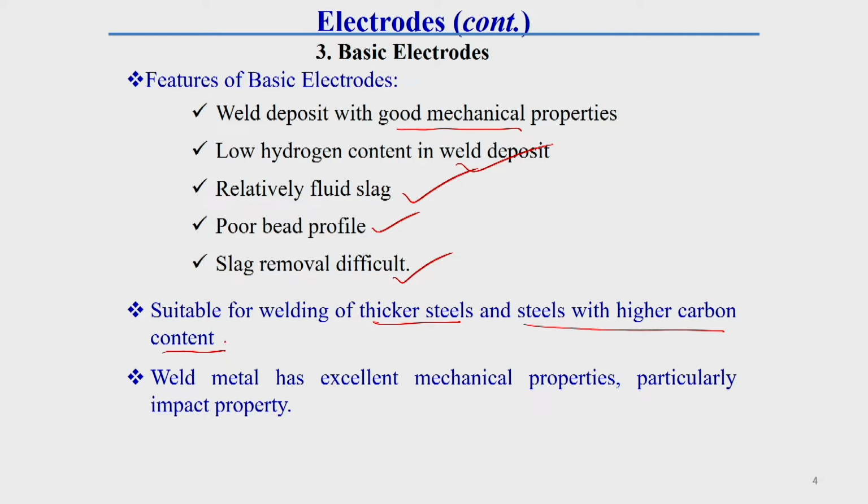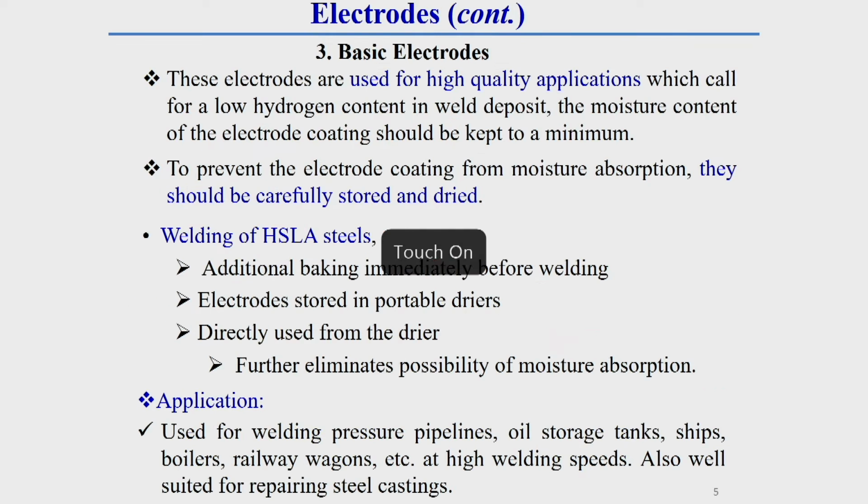Another thing we should keep in mind is that this weld metal generally has excellent mechanical properties, especially impact property. Once you do welding using this electrode, the impact property is very good. Now these basic electrodes are useful, as I have already told you, for high quality applications which call for low hydrogen content, because it has very low hydrogen content, or you can say hydrogen is almost not available. That's why it is used for very high quality applications.